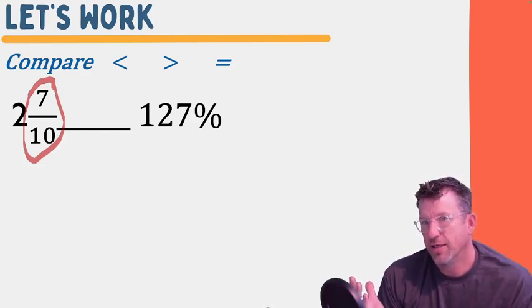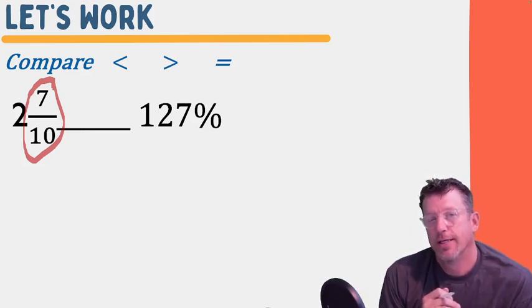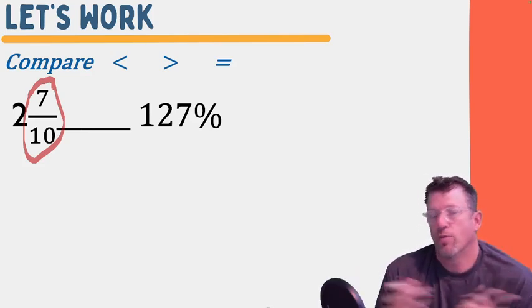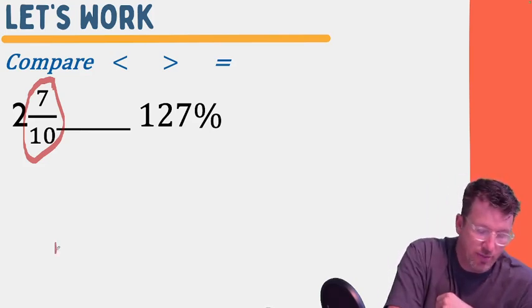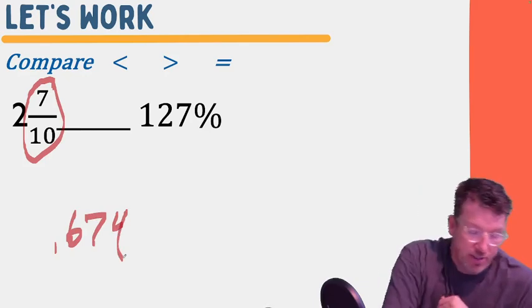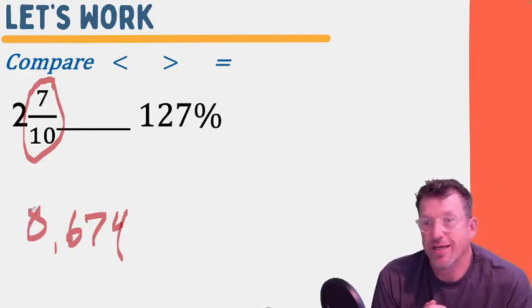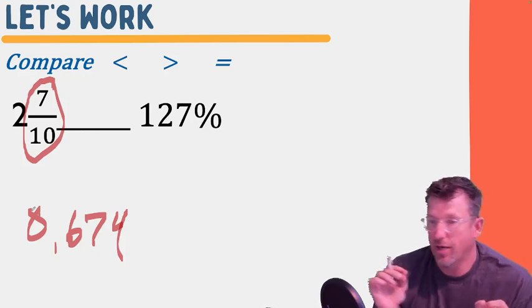A whole pizza, if I ate the whole thing, it'd be 100%. If I didn't eat any of it, it'd be 0%. So it wouldn't be bigger than 100%. Okay, and same thing with decimals. When I look at a decimal and I got 0.674, this over here is a 0, which means our answer is somewhere between 0 and 1.